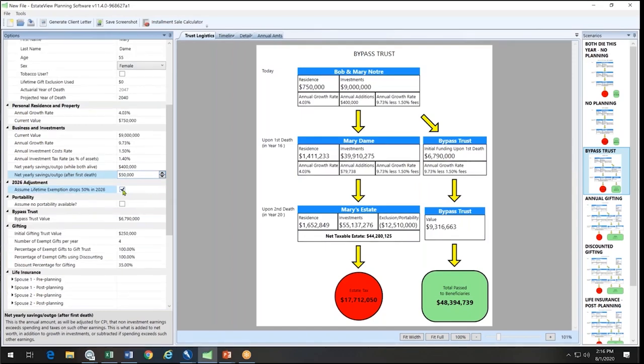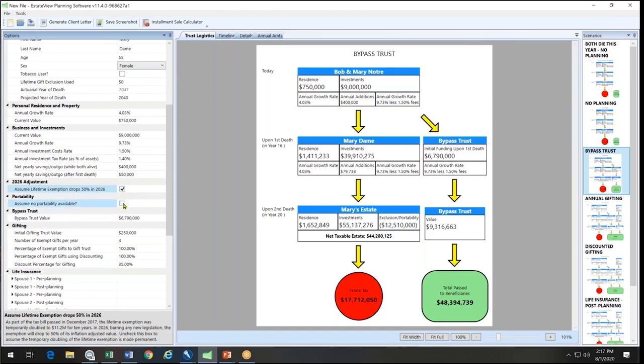Then the question is, do you think the exemption is going to go down to half in 2021? And if I click the button here, you see $17 million of estate tax, or $9 million, depending upon whether the exemption is going to go down or not in 2026. So obviously, this is very important.